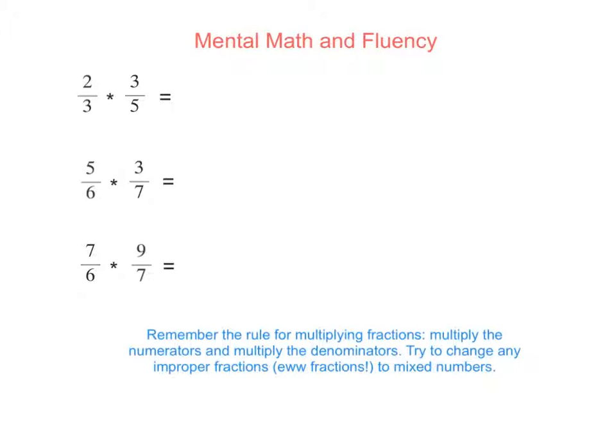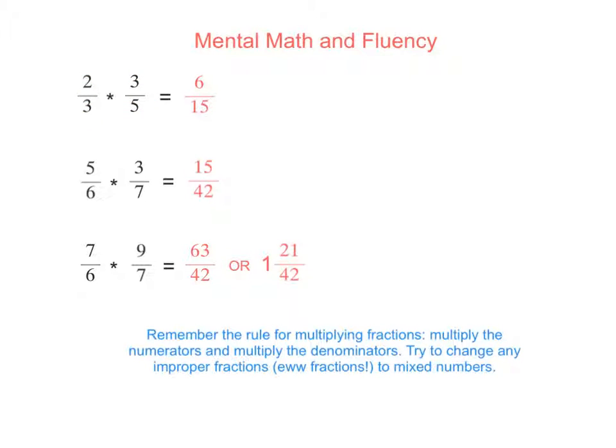For today's mental math and fluency, you will be multiplying fractions. Remember the rule for multiplying fractions. First, you multiply the numerators, and then you multiply the denominators. Try changing any improper fractions, where the numerator is larger than the denominator, to mixed numbers. On the next slide, you'll be able to check your work.